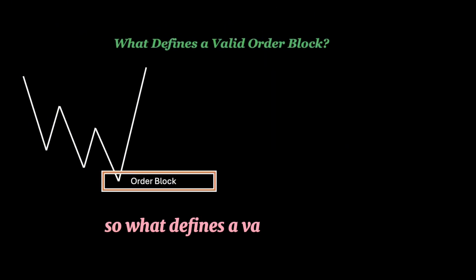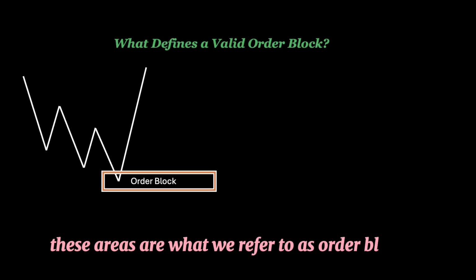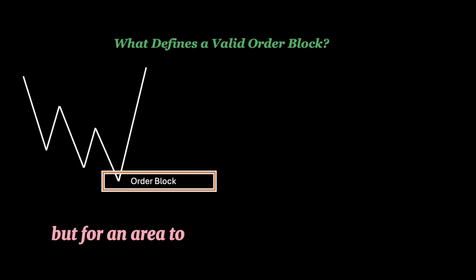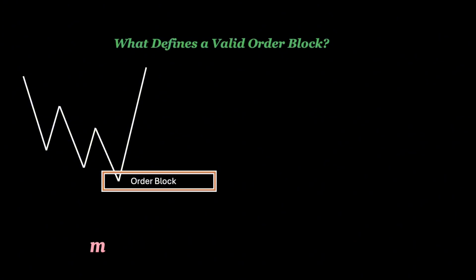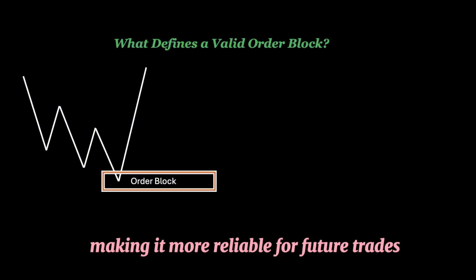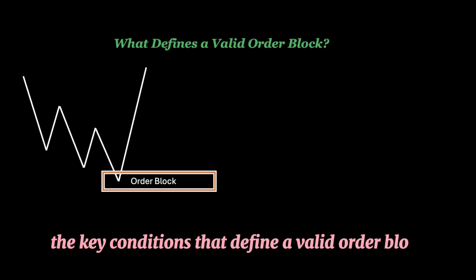So what defines a valid order block? When institutional traders or large players enter the market with significant positions, they leave behind footprints in price movement. These areas are what we refer to as order blocks. But for an area to be classified as a valid order block, certain criteria need to be met, making it more reliable for future trades. Let's go over the key conditions that define a valid order block.